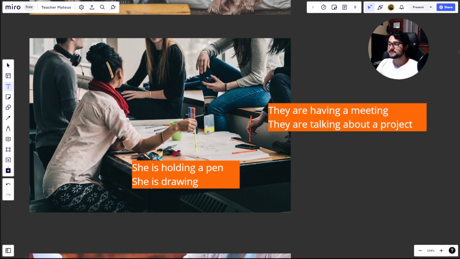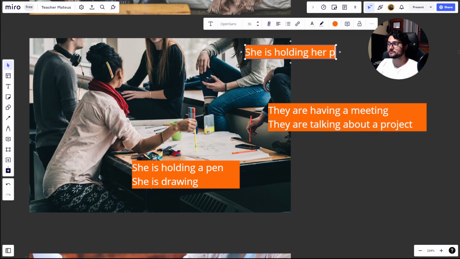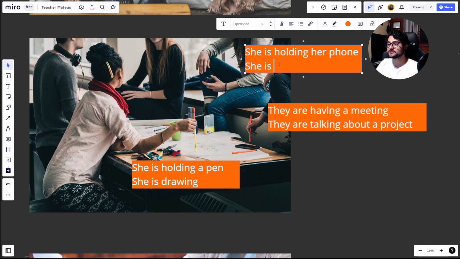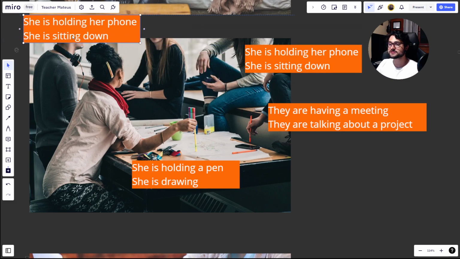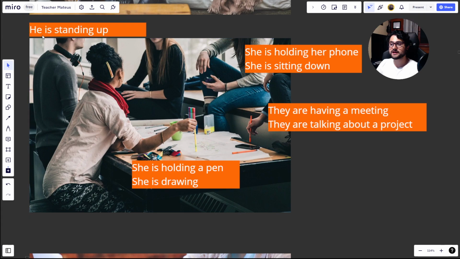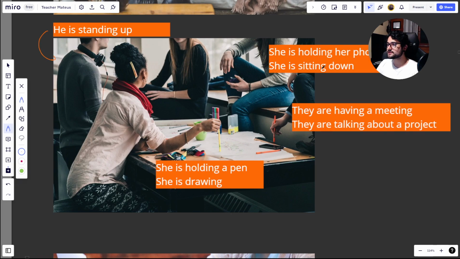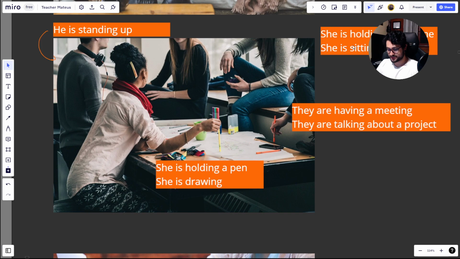And this girl over there, she's holding her phone. She's holding her phone, and she's sitting. She's sitting down while this guy with the headphones is standing up. This guy over here, this headless guy, he is standing up, and this girl there is sitting down. There we go.